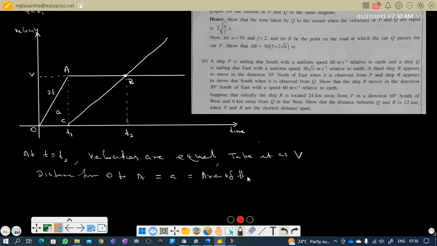triangle OAC. So therefore a equals half into 2v over 2f into v. So from this v squared equals 4af. v equals square root of 4af.